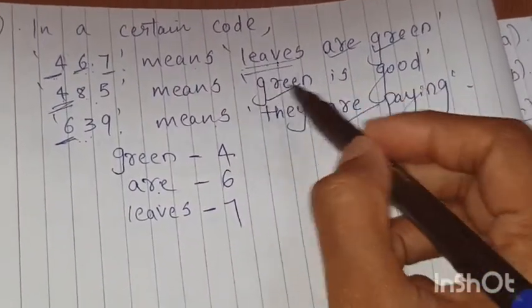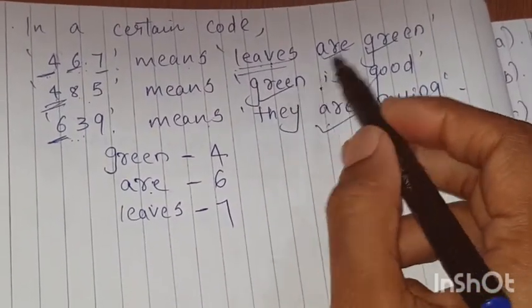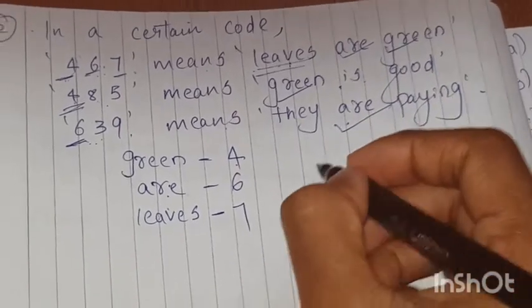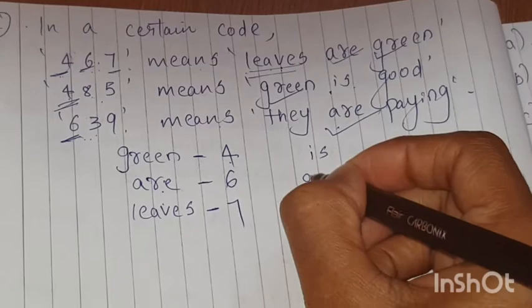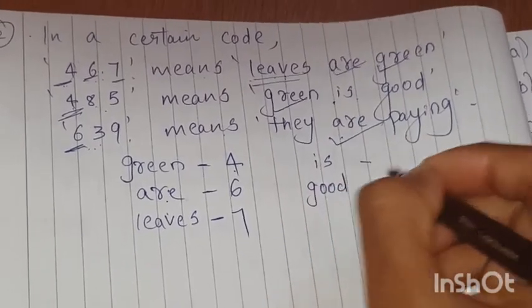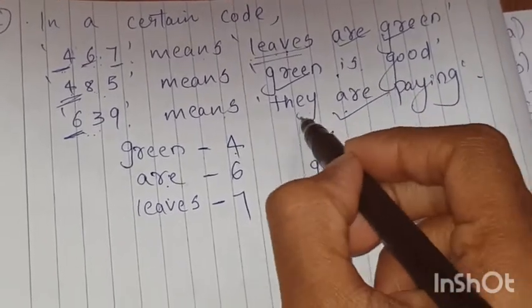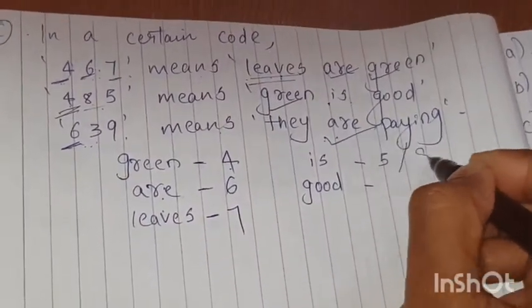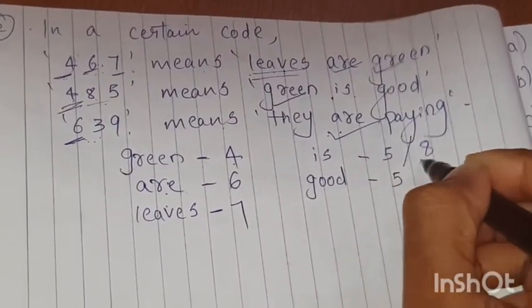Understood? Now going to the second line. Green, we already got the code as 4. Then is and good. There is no is and good in the third line. So the codes will be either 5 or 8. The code for good is also either 5 or 8.